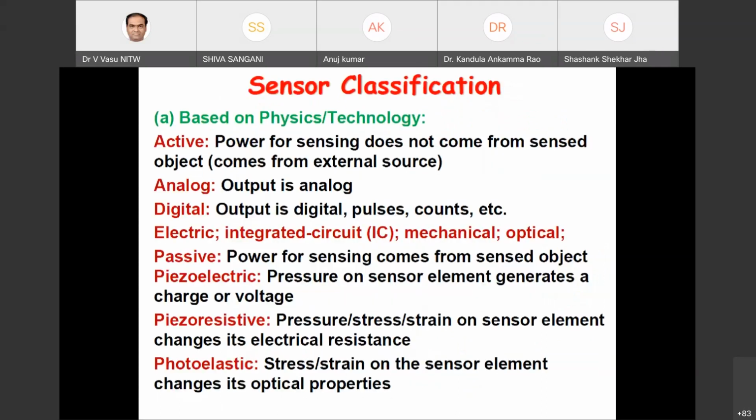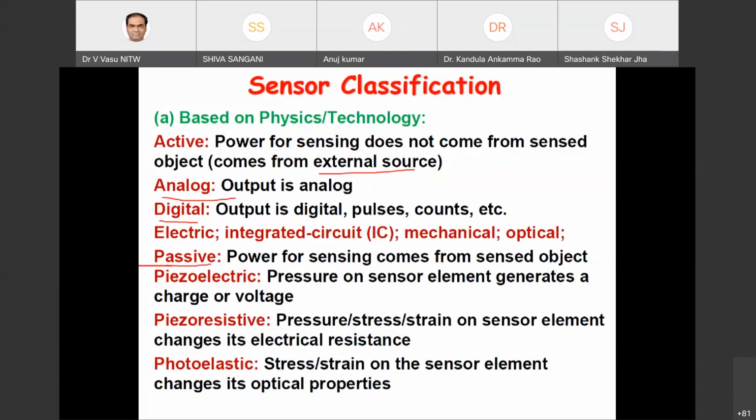So now we will see what the basic sensor classification is. The basic sensor classification is based on physics and technology. We have active sensors, where the power for sensing has to come from an external source. We have analog and digital sensors. The output of an analog sensor is analog, and digital sensors give a digital output of zeros and ones.